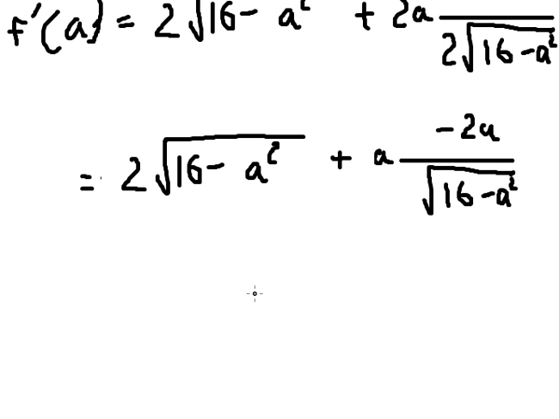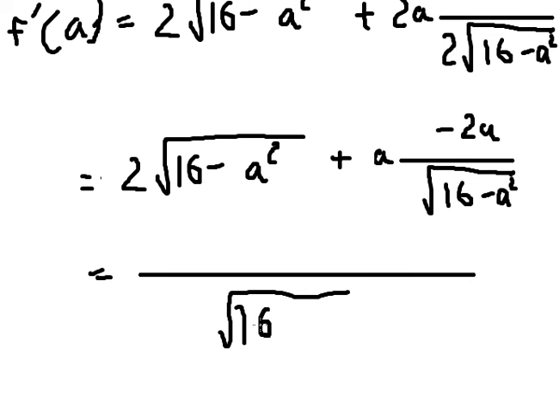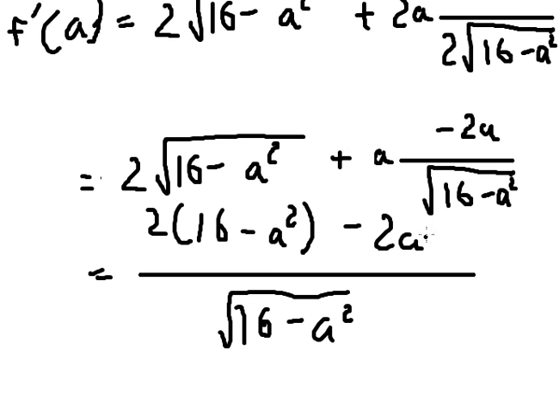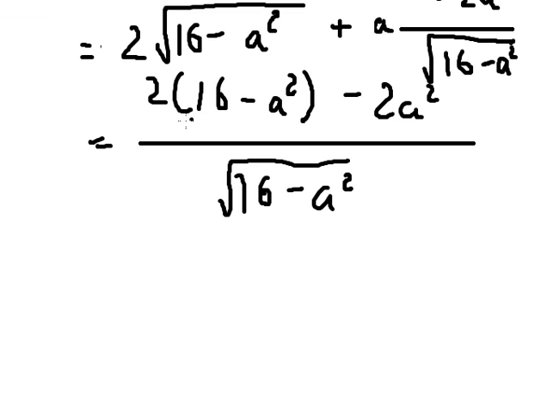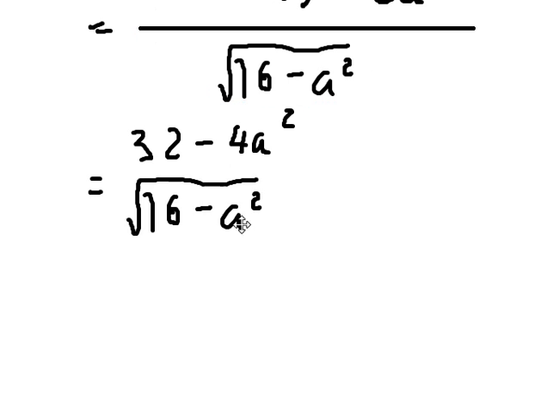Now we can do the common denominator. And we have like this. So this one we simplify and we have 32 minus 4a squared over the square root of 16 minus a squared.